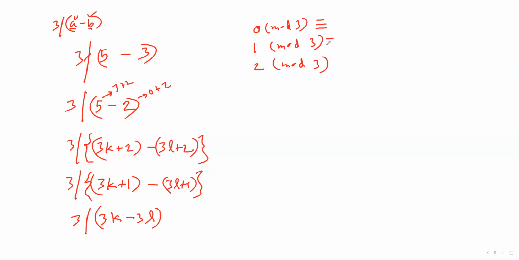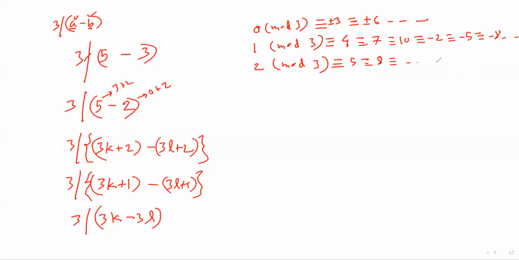And what are the numbers that are 0 mod 3? 3 or minus 3, 6 or minus 6, and so on. What are the numbers that are 1 mod 3? You can write 4, 7, 10. You could also subtract 3 from 1: so -2, -5, -8, and so on. All these numbers are congruent to 1 modulo 3. Similarly, 5, 8, all these numbers are congruent to 2 modulo 3. So technically, we have already divided the set of integers into 3 partitions, or 3 equivalence classes, where the first class contains all the numbers that are congruent to 0.